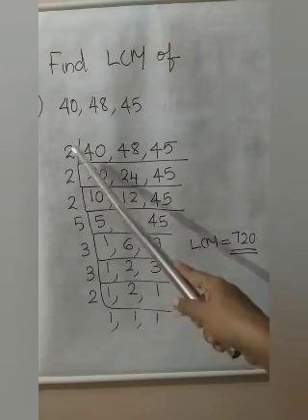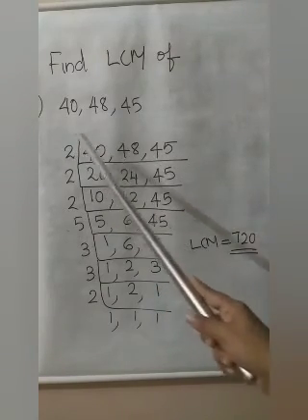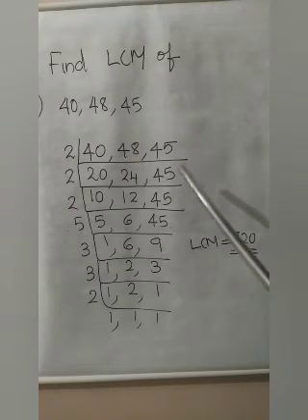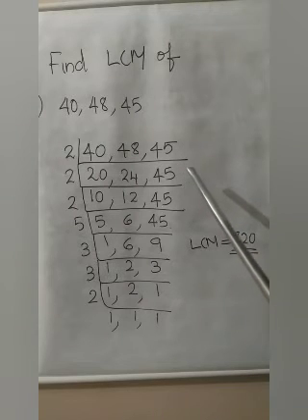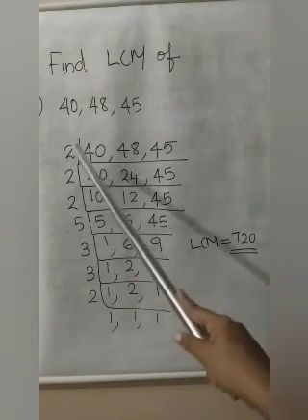Which all are they? 40 divided by 2, what do you get? 20. 48 divided by 2, you are getting 24. 45 you cannot divide, so write it in the same way. Don't divide it. You have to write the same 45 itself. Don't make any change. Why? Because 45 is not divisible by 2.